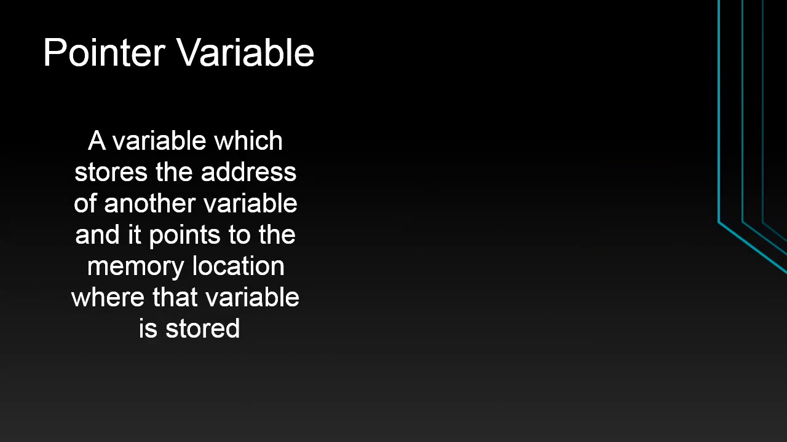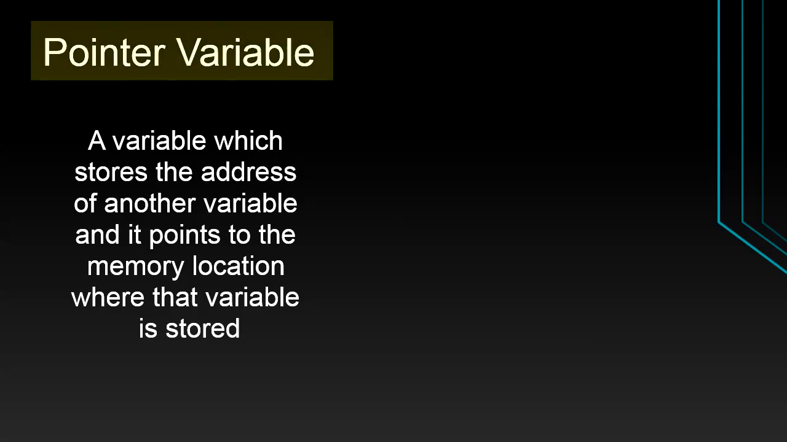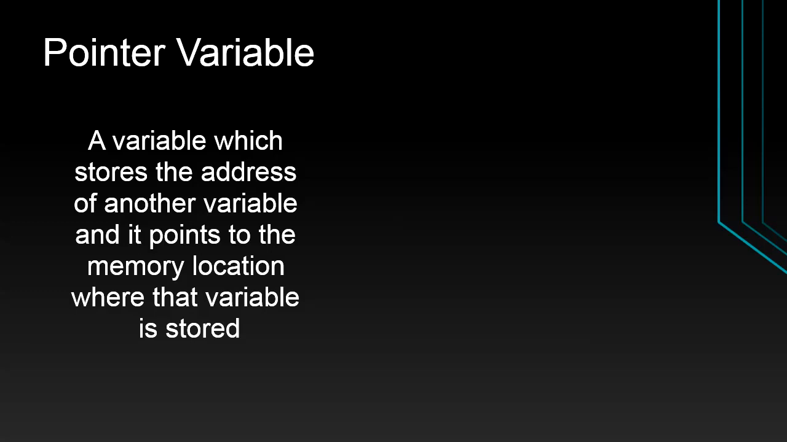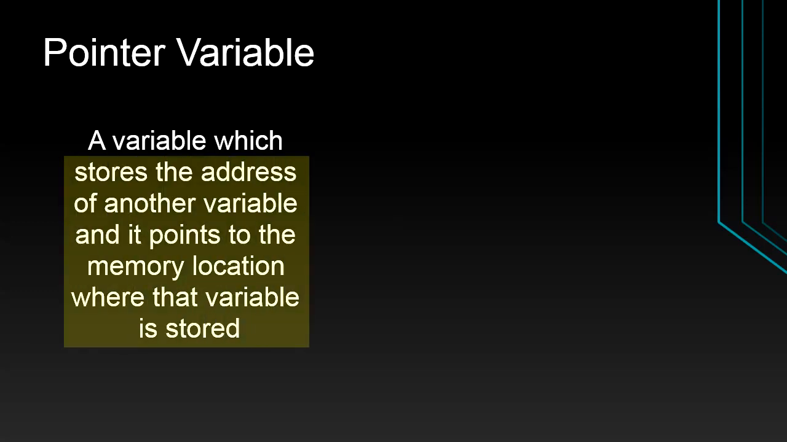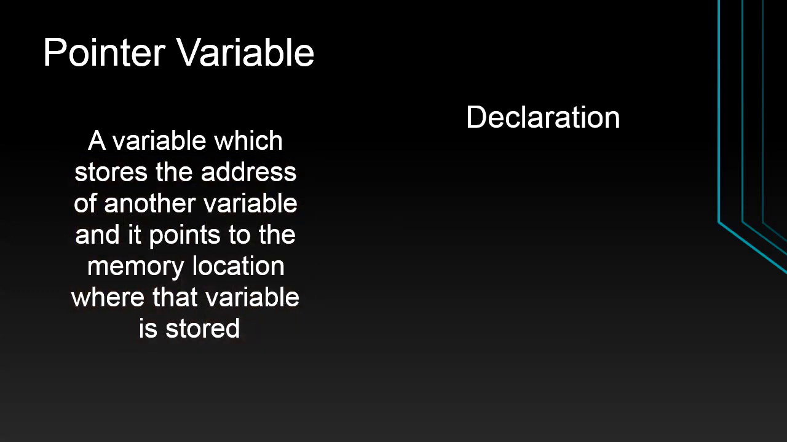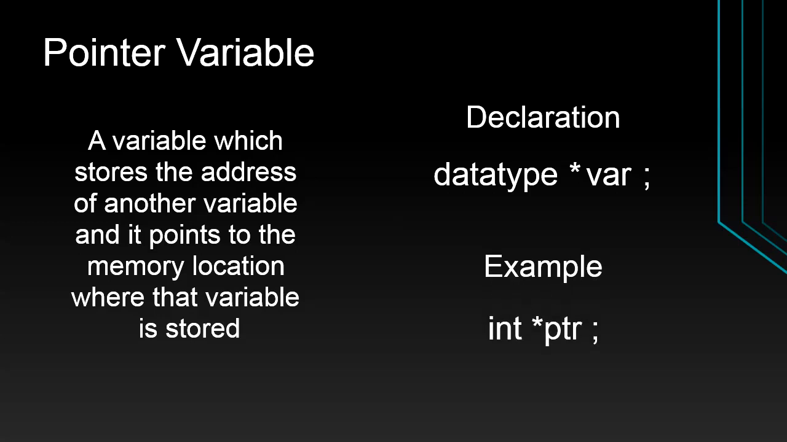So now we know what a memory location is. Now let's discuss pointer variables. It's a variable which stores the address of another variable and points to the memory location where that variable is stored. It requires declaration just as any other variable. The syntax of declaration is very simple. Specify the data type and mention the pointer operator and the variable name followed by a semicolon. Here's an example. I've declared the data type as int and the variable name as ptr.